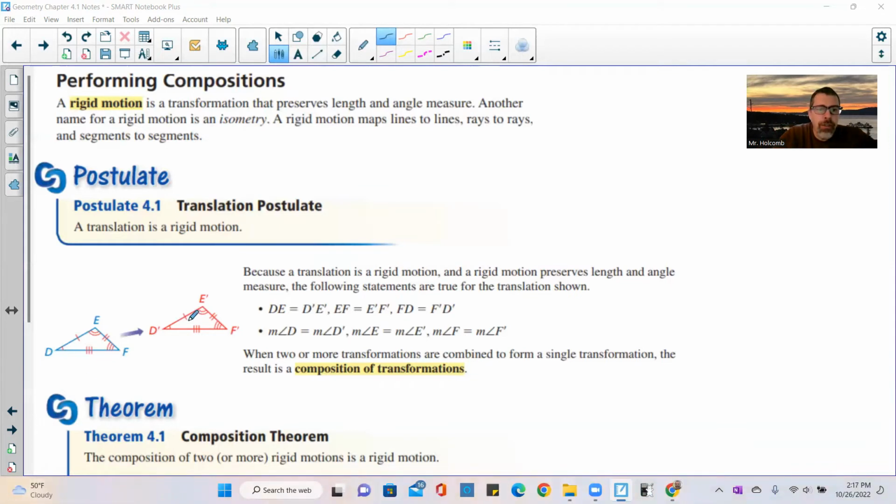So here are two triangles. It says DE equals D prime E prime. In other words, the length of DE is equal to the length of D prime E prime. EF equals the length of E prime F prime. And FD, the bottom, is equal to F prime D prime. The measure of angle D is equal to the measure of D prime. The measure of angle E is equal to the measure of E prime. And the measure of angle F equals the measure of angle F prime.